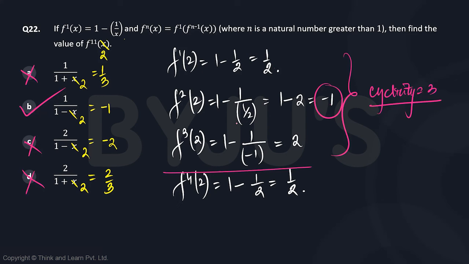None of the other options are matching. If we had to solve it properly, we could have taken f11(2). 11 can be written in the form of 3k plus 2, which is 2. So 3k plus 2 would mean the same as the second term in the group, right? The second term in the group results in minus 1. So minus 1 is the answer. B is the answer.